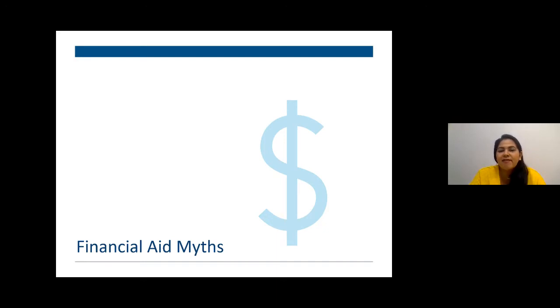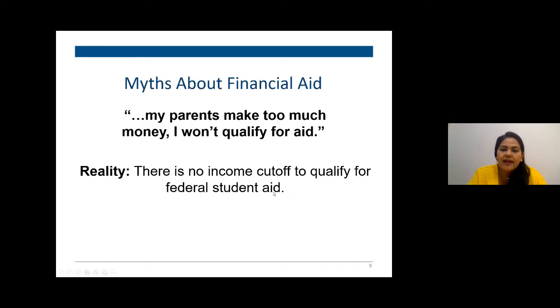And I would say that is definitely a myth about financial aid, because the reality is that as you are applying for financial aid, there is no income cutoff to qualify for federal student aid. And also the way in which scholarships are given at the college level, sometimes those scholarships don't have an income cutoff. So it is important that you consider applying for financial aid in order to receive the best financial aid package as your child is applying to go to college.